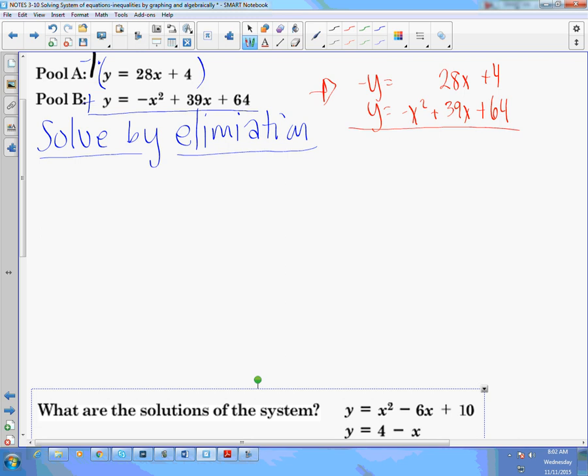Did I not change the signs? I did not change the signs. There we go. Those should all change to negatives. Okay, and then I just add them up. Negative y plus y is 0. And then nothing minus x squared is negative x squared. Okay, then we have x's. How many x's do we get when we add those up?